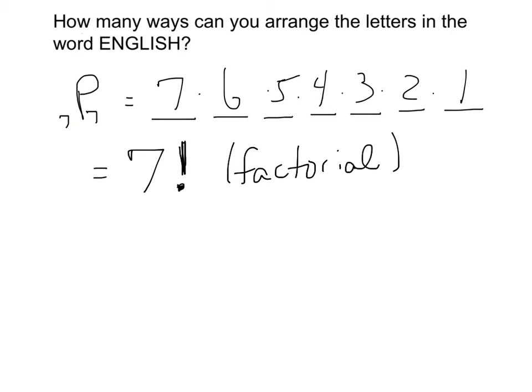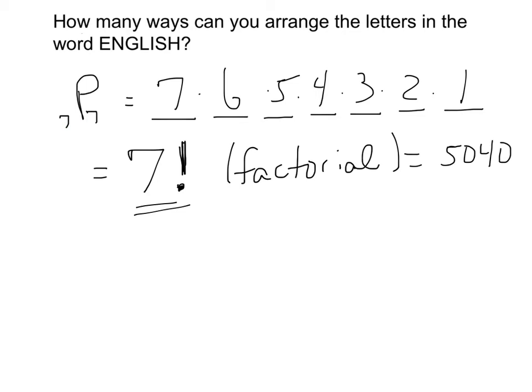7 times 6 times 5 times 4 times 3 times 2 times 1. Of course, the answer here is 5,040, if you were to put that in your calculator. Probably the quickest way to evaluate this one is by using the factorial. But again, it doesn't matter as long as you get the right answer. Another kind of an example.